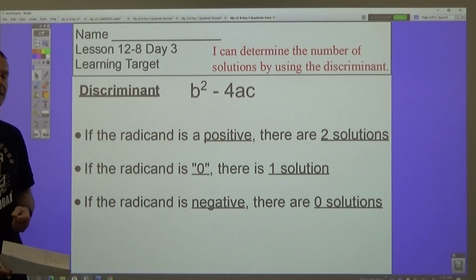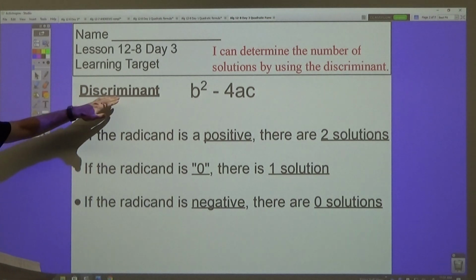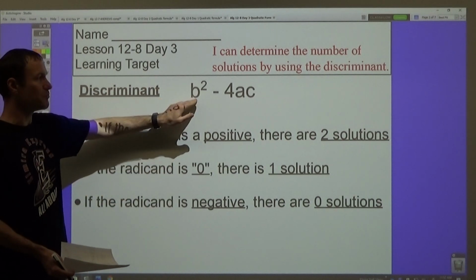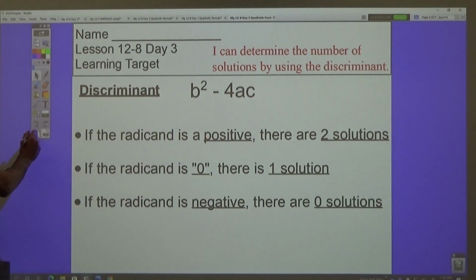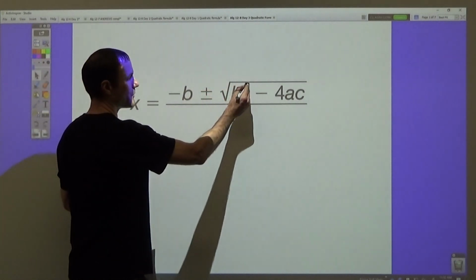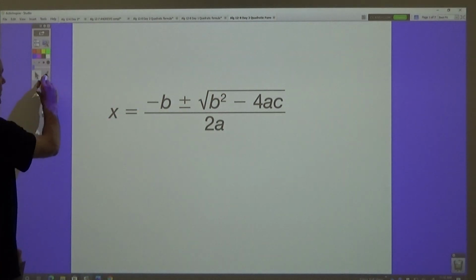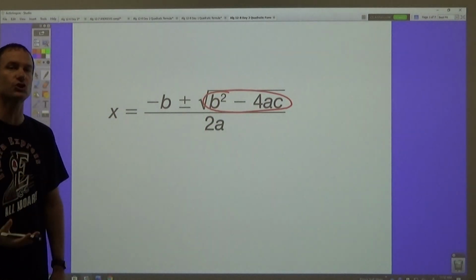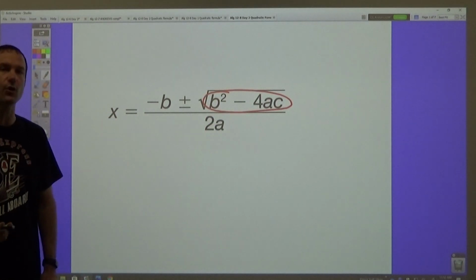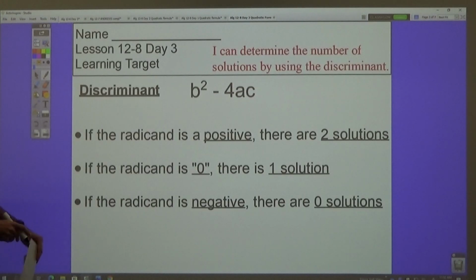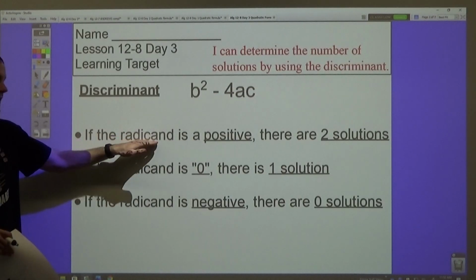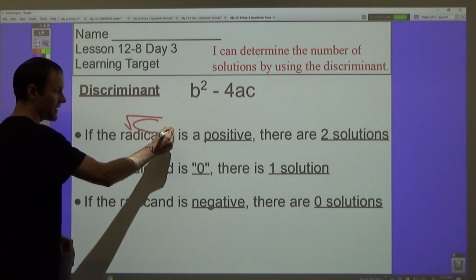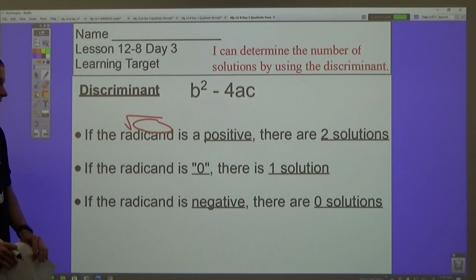The way that you're going to determine the number of solutions is you're going to look at something called the discriminant. The discriminant is b squared minus 4ac. It comes from this part of your quadratic formula. That's really called the discriminant, the b squared minus 4ac part. Now, what the heck is a radicand? The radicand is the stuff that's inside the square root. That's the technical name for it.